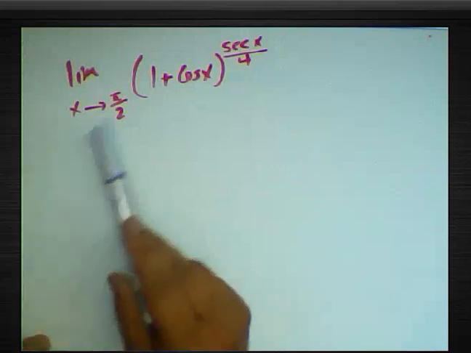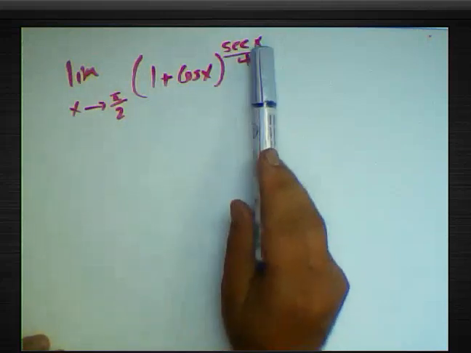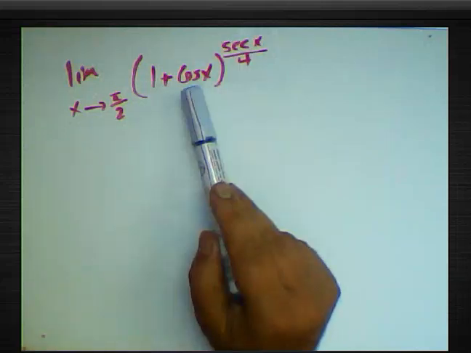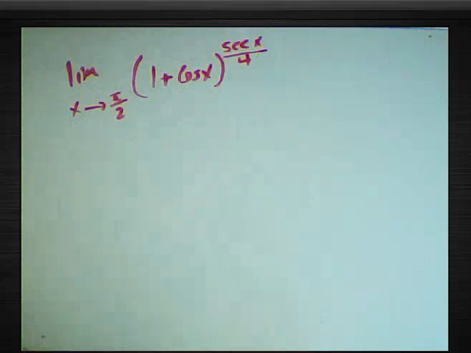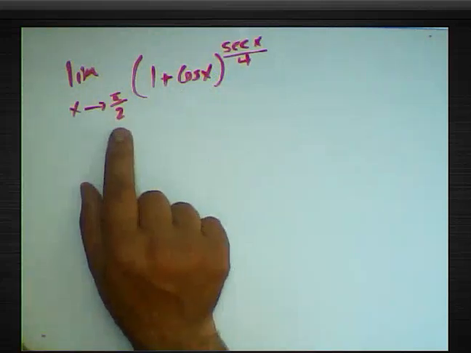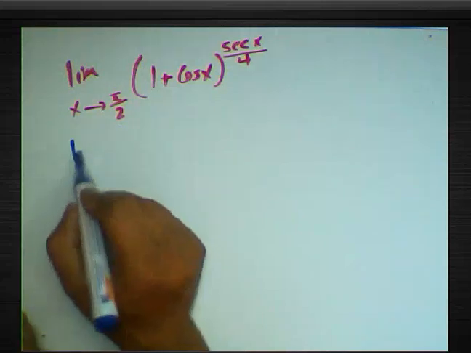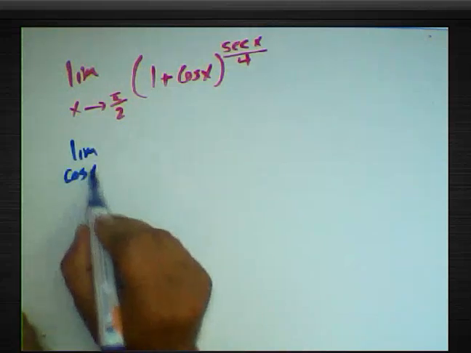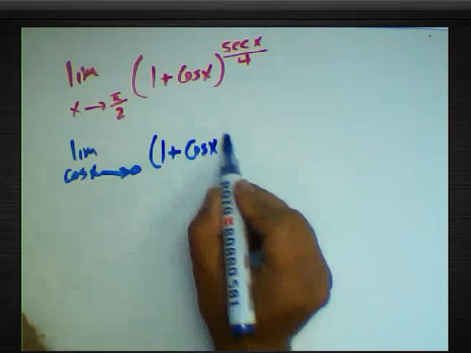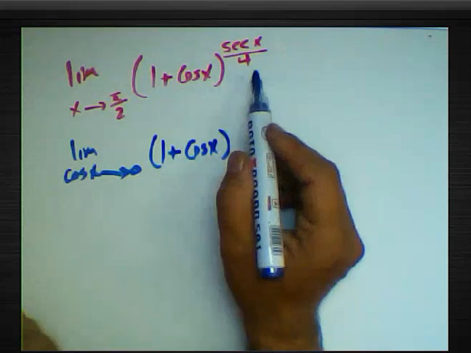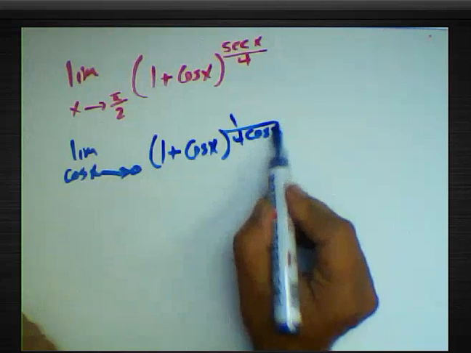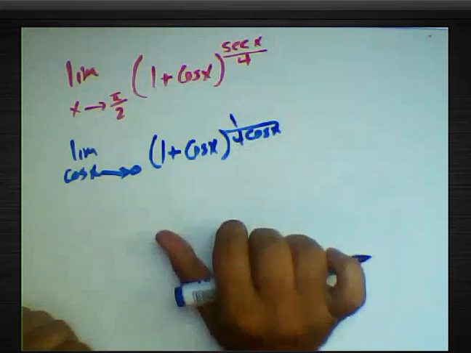Limit when x approaches pi over 2 of 1 plus cosine x, all to the power sec x over 4. Look at sec and cosine. We know sec is the reverse of cosine, and if we put cosine pi over 2, cosine pi over 2 equals 0, that's the limit. Here cosine x approaches 0. In this function, write 1 plus cosine x, and here sec, what does it mean? Sec means 1 over cosine x. Look at here, cosine x and 1 over cosine x.